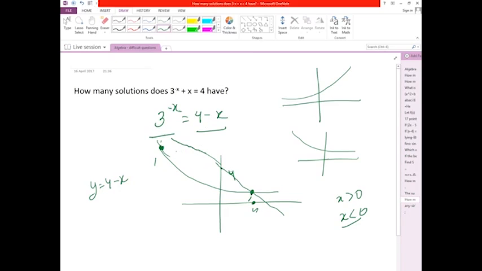And if any other question gets asked, you can at that point analyze the graph accordingly. I didn't draw the graphs very well, so I'll try again if I can. So this graph will be a fairly steep one. So this is your 3 to the power minus x, and 4 minus x will be something like this kind of a line, and it will intersect twice. So two solutions.